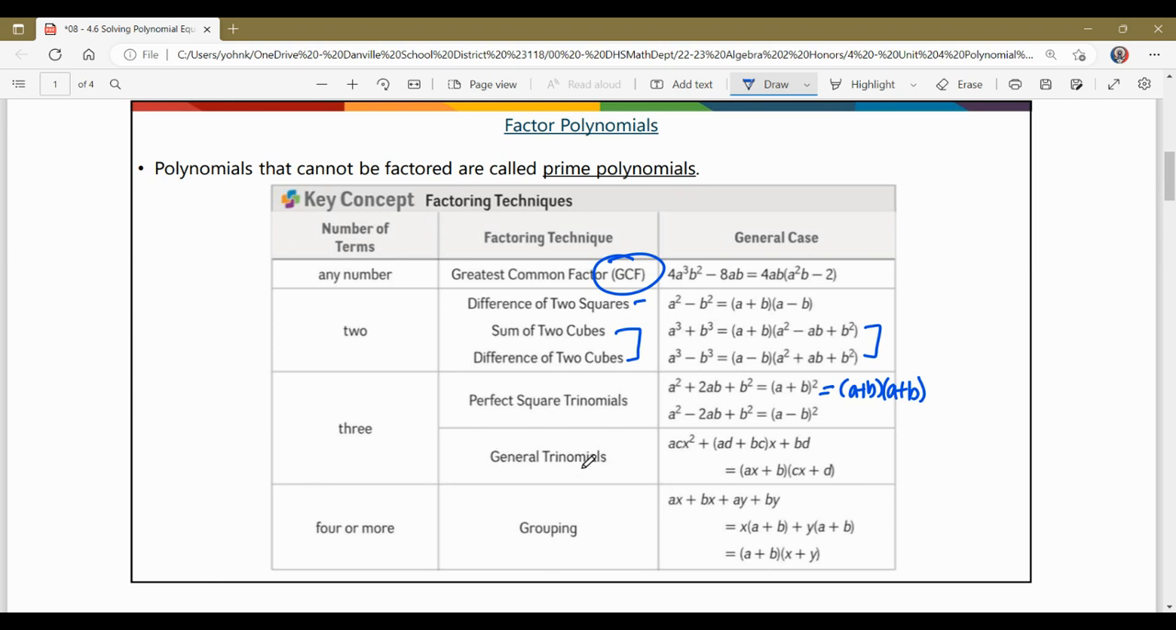Then we have general trinomials. We thought about this one as the guess and check method. That's where we had a value in front of the squared letter that we had then to use to factor. Then finally, a new one that we're going to talk about today is factor by grouping. Factor by grouping is useful when you have four or more terms and you essentially cut the problem in half and look for GCFs. We'll do some of these so you'll be able to see grouping as well.